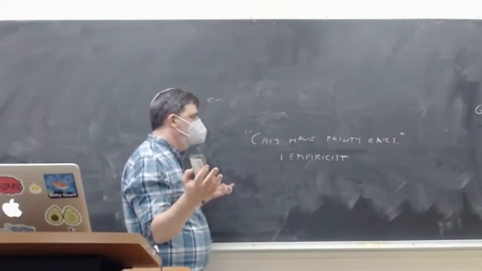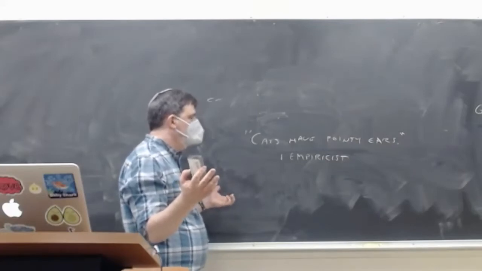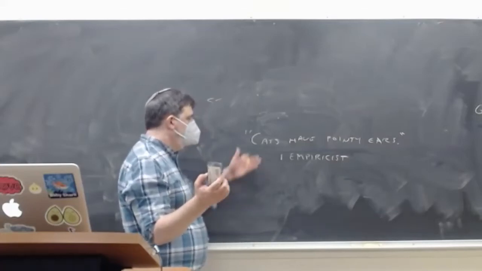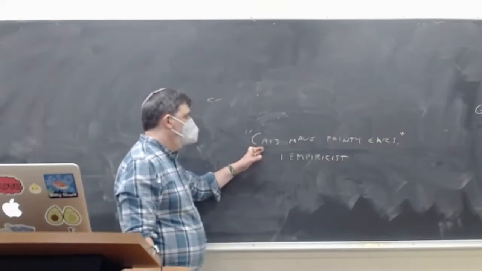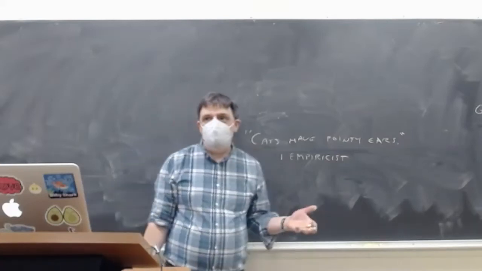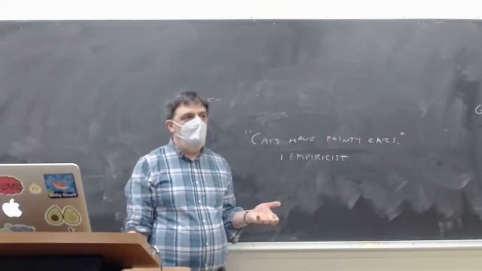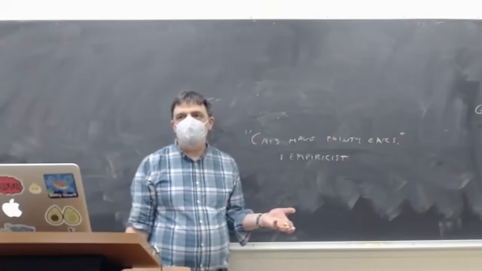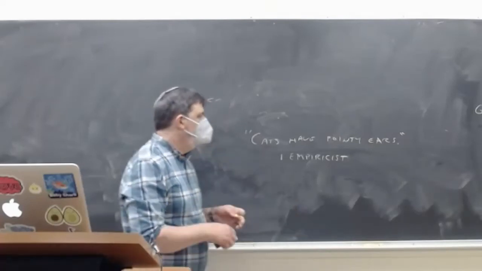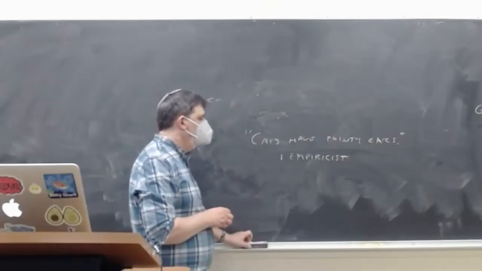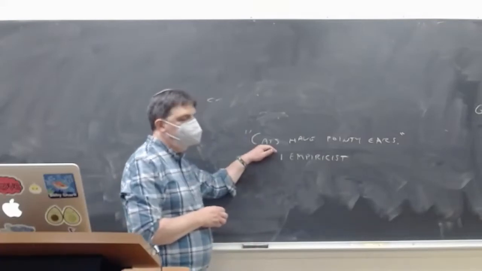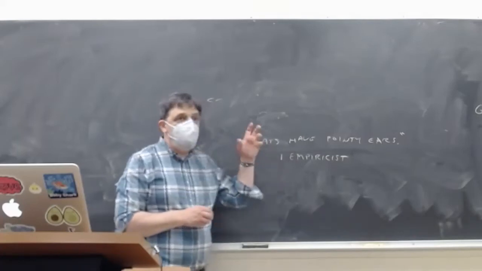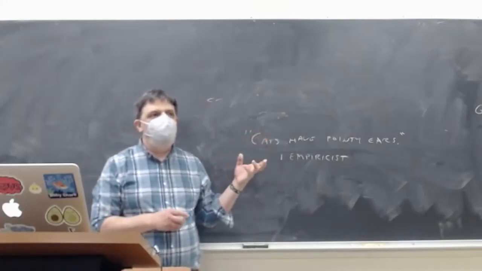So the question here is, the empiricist will say, this is true partly because of the convention that establishes the meaning of the words, but also partly because of what things are actually like. If cat meant something different, then this might be false. But also, if cats' ears were different, it would be false.